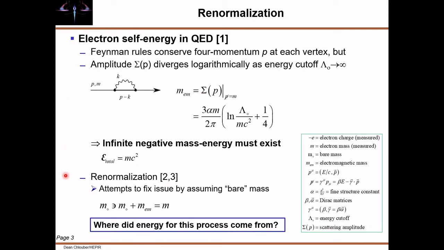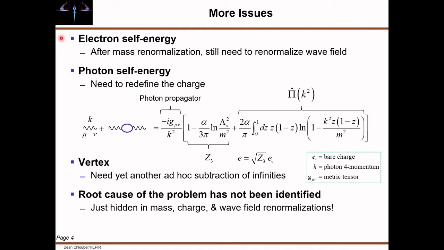Now, renormalization attempts to fix the issue by assuming a bare mass, m naught, such that m naught plus the electromagnetic mass gives the observed mass. But we have to ask, where did the energy for this process come from? Well, there are more issues.